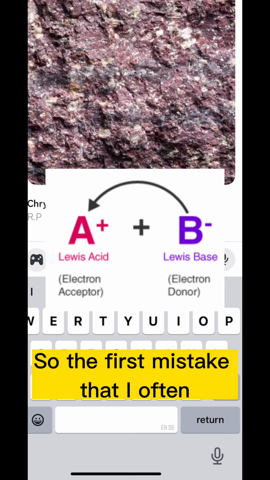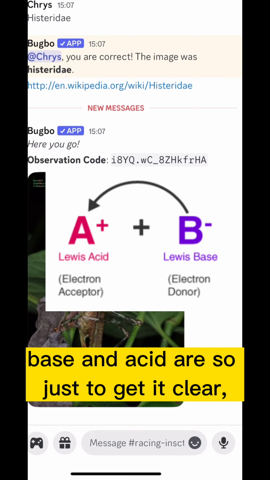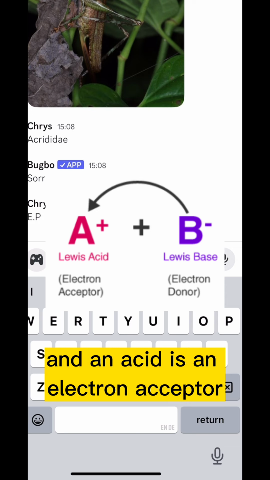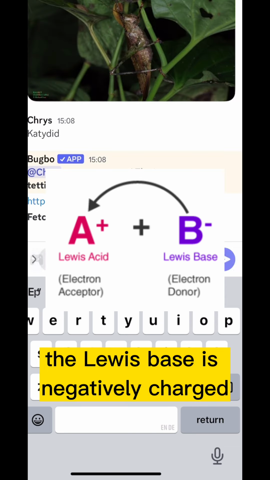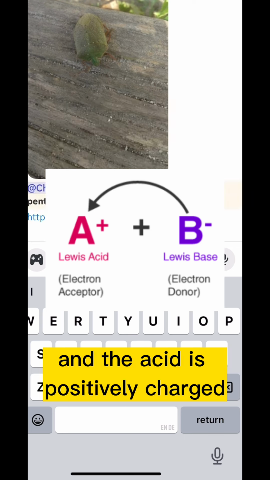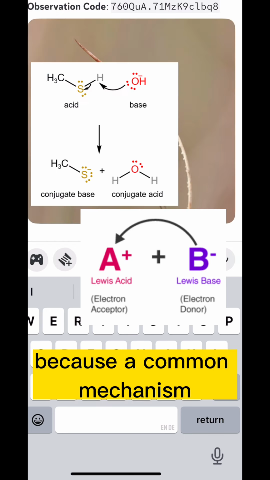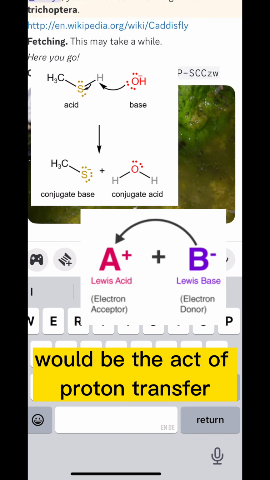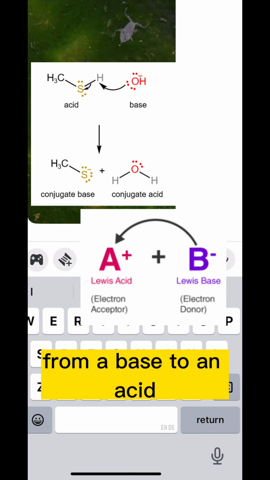Okay, so the first mistake that I often make is that I don't know what a Lewis base and acid are. So just to get it clear, a Lewis base is an electron donor and an acid is an electron acceptor. To be more specific, the Lewis base is negatively charged and the acid is positively charged. This is vital because the common reaction mechanisms would be the active proton transfer, or the transfer of positively charged hydrogen cations from a base to an acid.